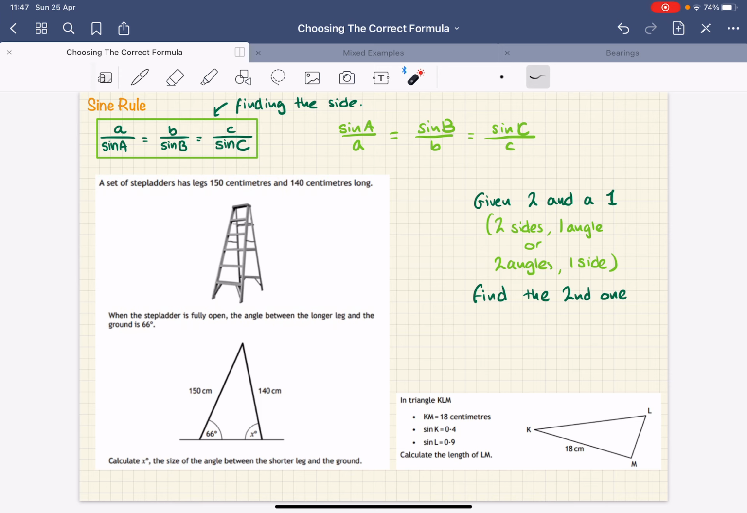So the first thing I go is, right, there's no mention of the word area, so it's definitely not my area formula. I have two of my sides, but I'm not being asked to find the third side, so that means it's not the cosine rule, and therefore that leaves my sine rule left over. Or if I'm looking for the 2 and the 1, I've got two sides and one angle, and I'm being asked to find the second angle.